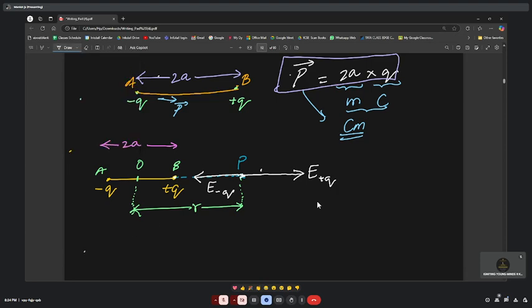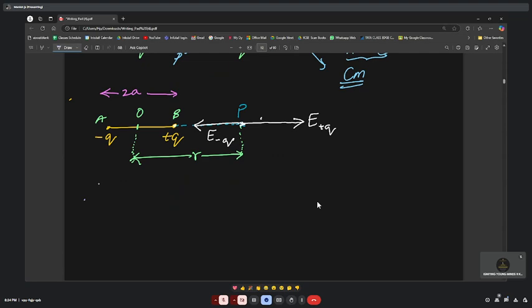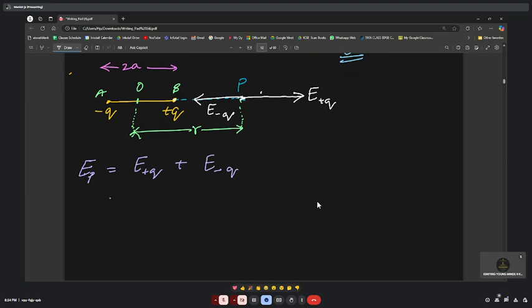Now we will write the expression for the electric field at point P. The electric field at point P is equal to the electric field due to the positive charge, E plus Q, plus the electric field due to the negative charge, E minus Q. So we'll express it like this. Now go and substitute the formula. You know that the formula for electric field is E equals K Q upon R squared. So we make use of this particular relation.